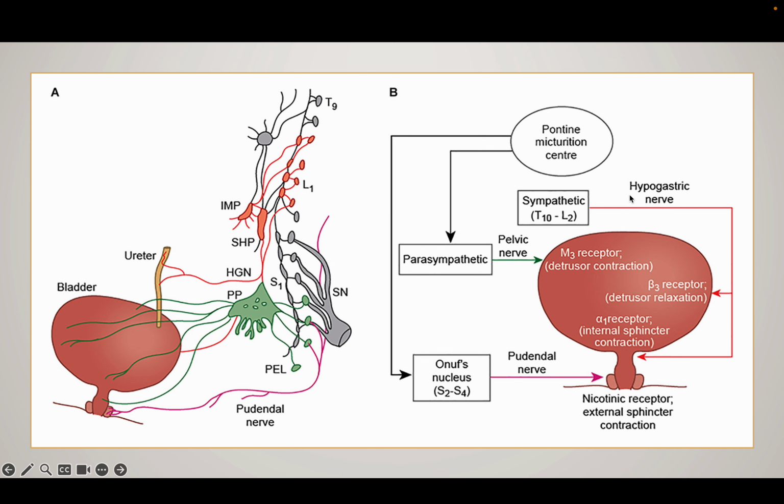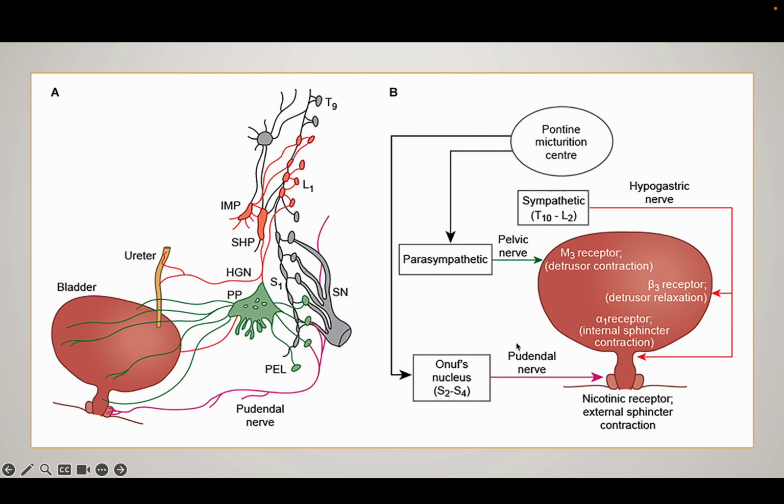It is supplied by the hypogastric nerve, from T10 to L2. It causes beta 3 stimulation, which causes relaxation of the bladder. These sympathetic fibers also cause internal sphincter contraction by alpha 1 receptors. That's how it relaxes the bladder and prevents micturition.